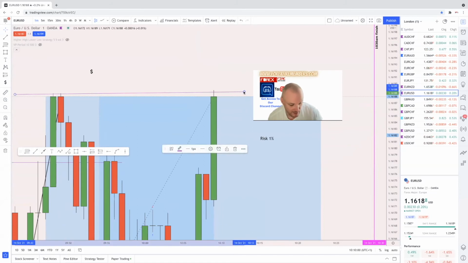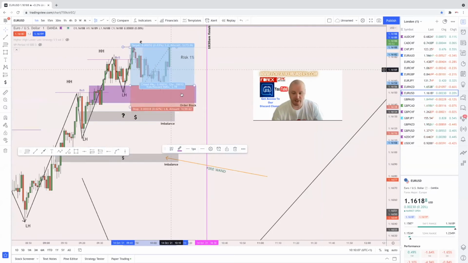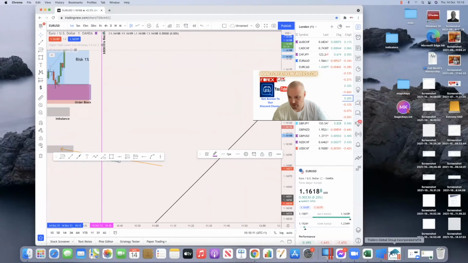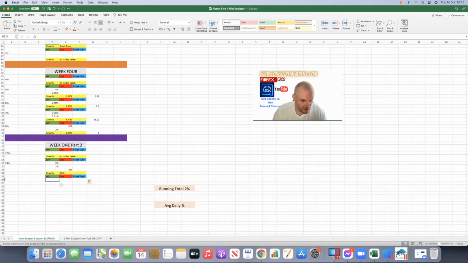Just make sure that still says that. 1.78. Let's head over to, let's see here. So we've gained 1.78. So we've got 1.78 gain. 14th.